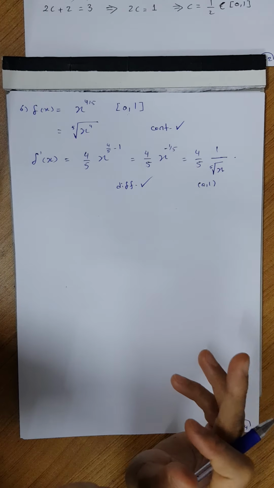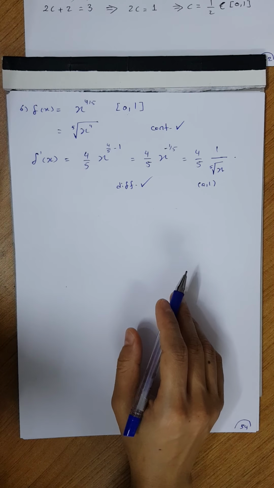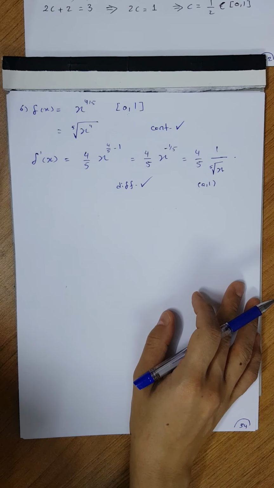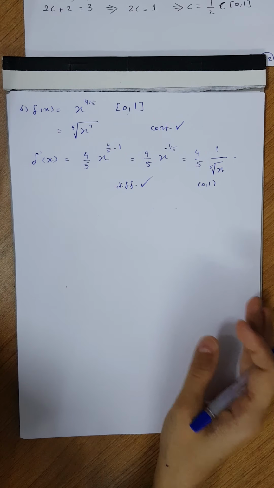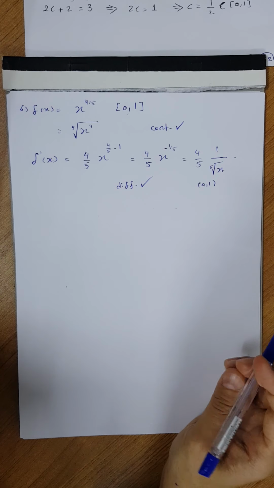Three more examples are given. You can check the other examples yourself. You're just checking if the function is continuous on the given interval and differentiable, taking the derivative of the function if you could. Checking this, you can see if it holds the hypothesis of mean value theorem or not.